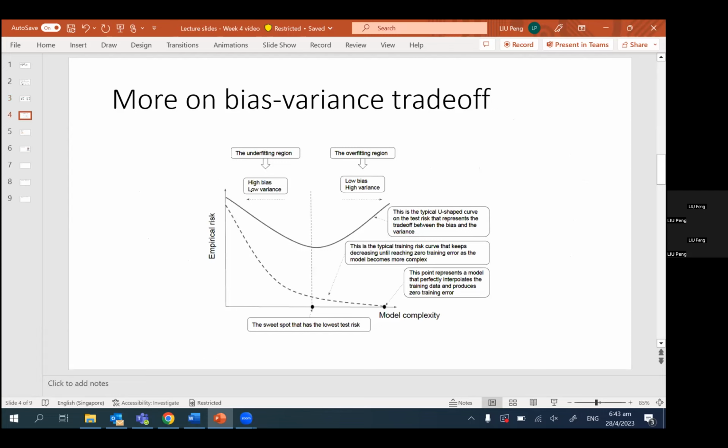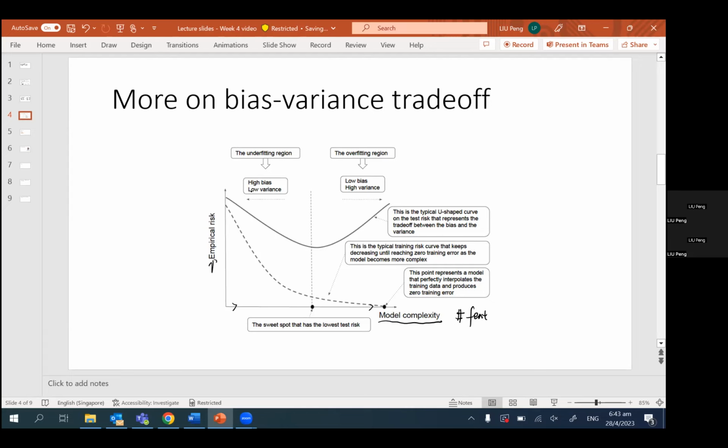So let's look at the trade-off more from another perspective. Previously, what we did is that we actually varied the model complexity. The model complexity can be represented by the number of features we use in the model. The more features we have, the more complex the model will be. Initially we have only one feature, and maybe this is 10 features. As we increase the number of features, the model will become more complex.